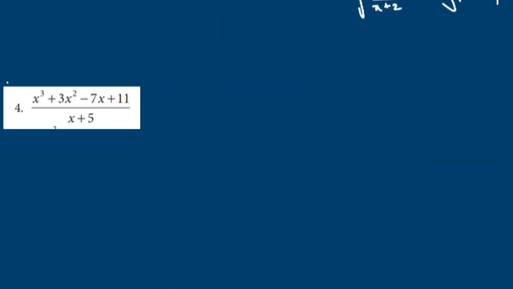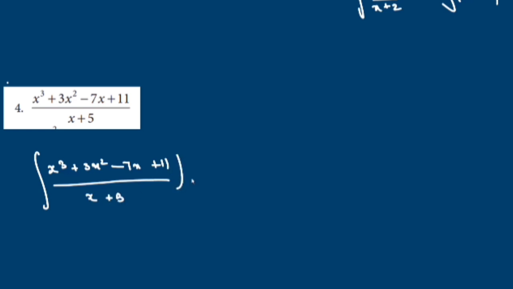Fourth one is x cube plus 3x square minus 7x plus 11 by x plus 5. So integrate this. Integrate x cube plus 3x square minus 7x plus 11 divided by x plus 5 into dx. There is no quotient rule in integration. You can't do any quotient. If you can simplify the numerator using algebraic identities, you can simplify it, or you have to just divide.